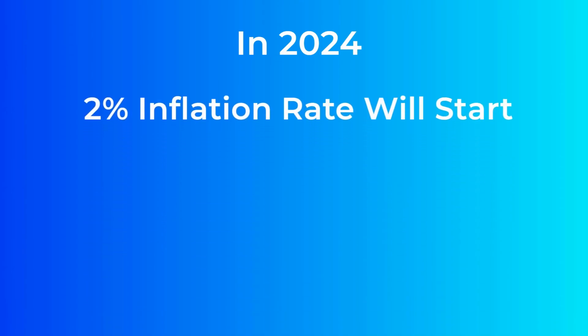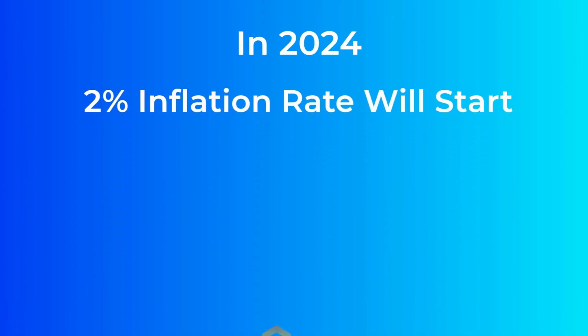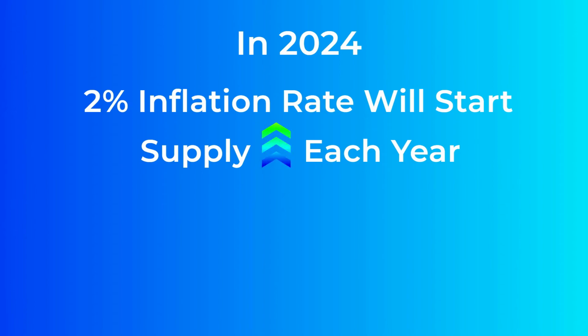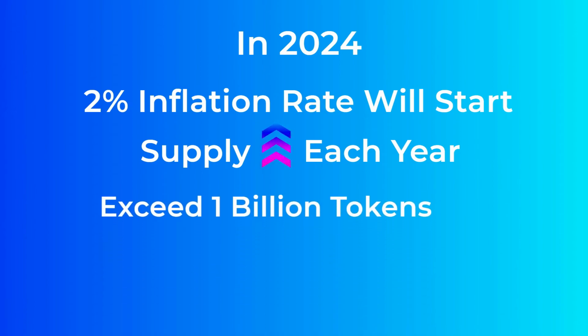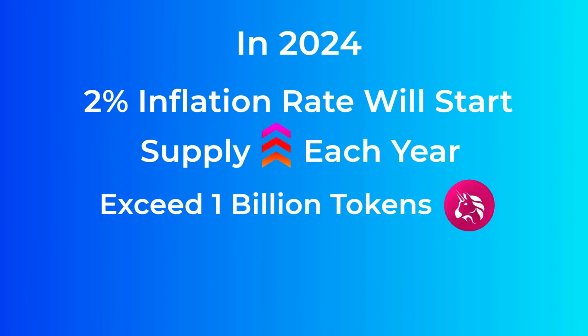You should know that in 2024, a 2% inflation rate will start, which means that the total supply will increase each year and will eventually exceed 1 billion tokens. Always do your research before taking any investment decision.